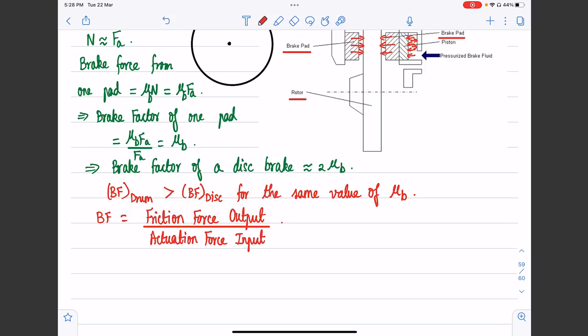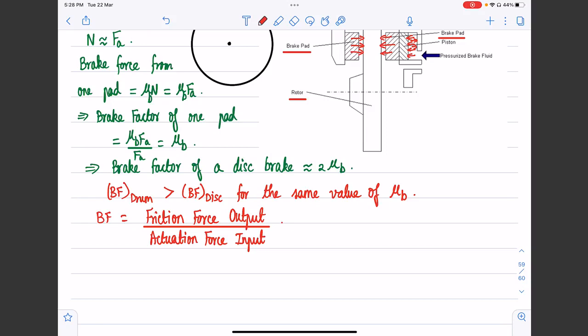Weight of the brakes is one thing, sir. Okay, so if you look at the weight of the brakes, disc brakes typically weigh more, right? Drum brakes are much more compact and can be fitted more easily within the wheel hub, right?